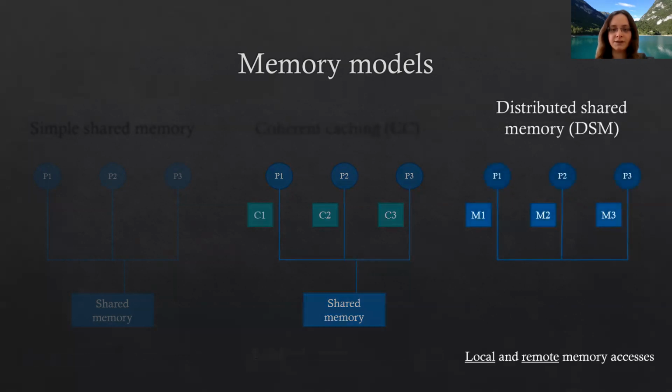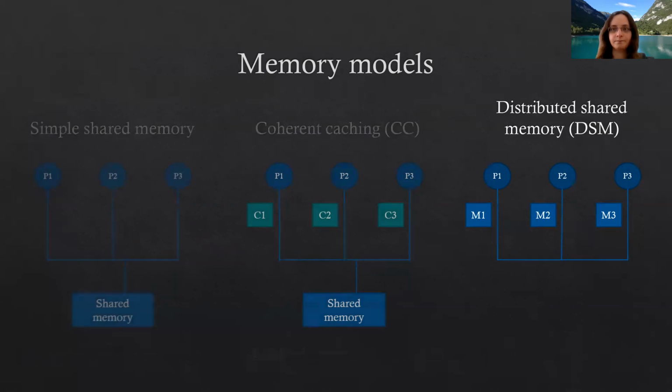The third is distributed shared memory, DSM in short. In this model, there is no single shared memory. All the processes have locally a piece of all the shared memory. Accessing a memory location in your own piece is considered local, while accessing other processes' pieces is considered remote.